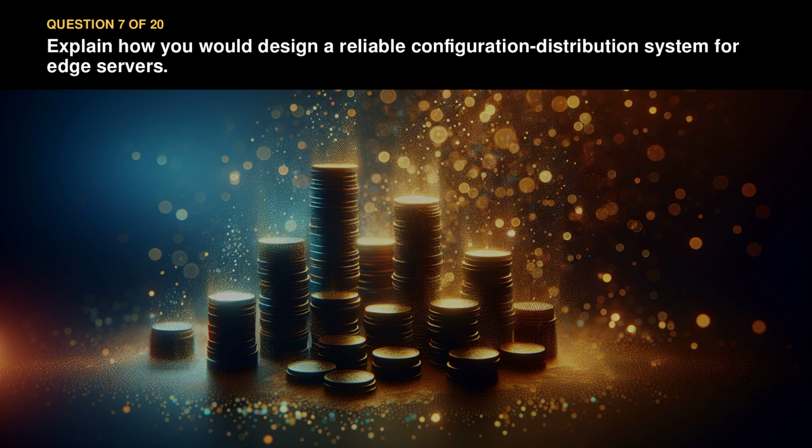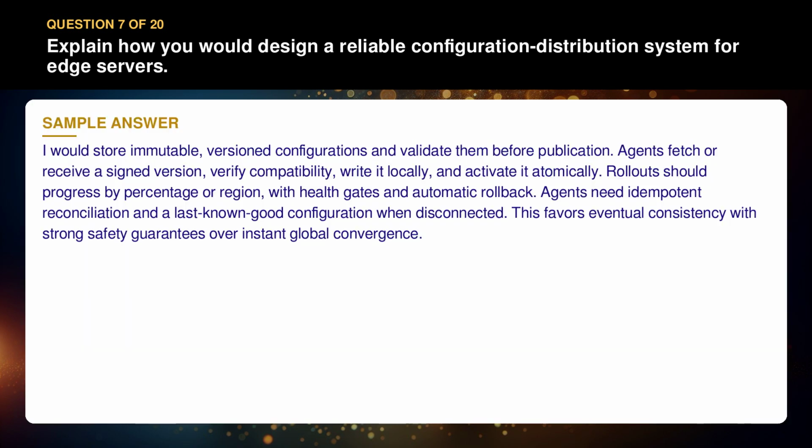Question 7. Explain how you would design a reliable configuration distribution system for edge servers. I would store immutable, versioned configurations and validate them before publication. Agents fetch or receive a signed version, verify compatibility, write it locally, and activate it atomically. Rollouts should progress by percentage or region, with health gates and automatic rollback.